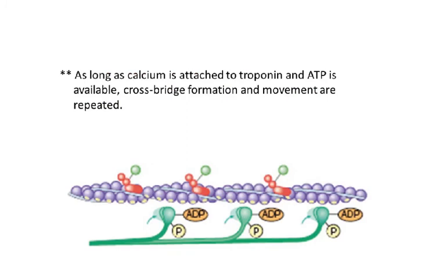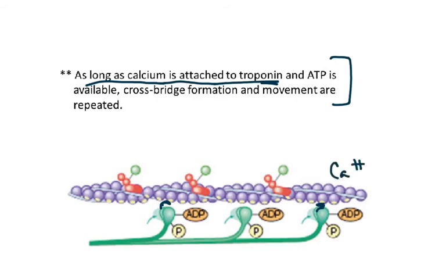But this little slide kind of sums up the main idea here. As long as calcium is out there and attached to troponin, those binding sites are available. So myosin will bind to the actin. All that's required for myosin to bind to actin is the availability of calcium.